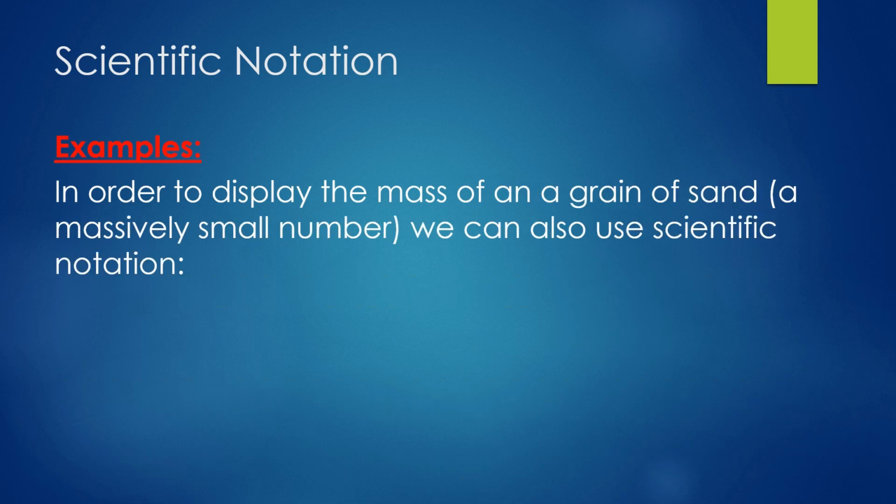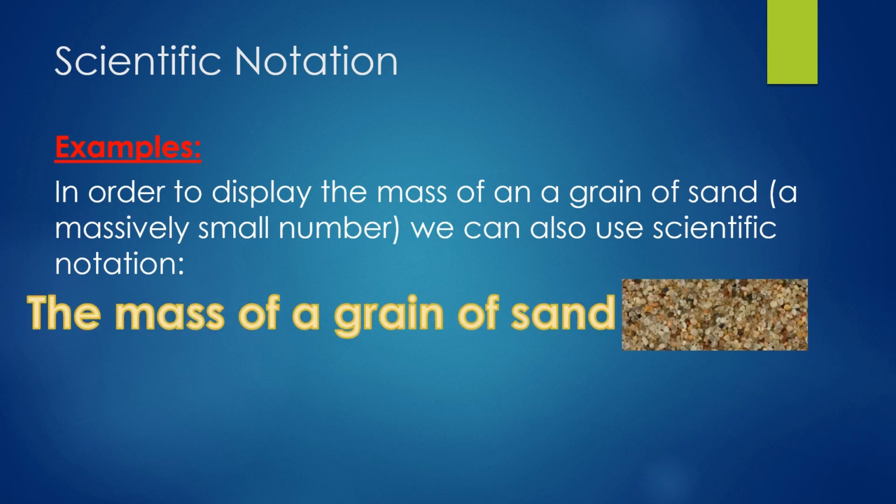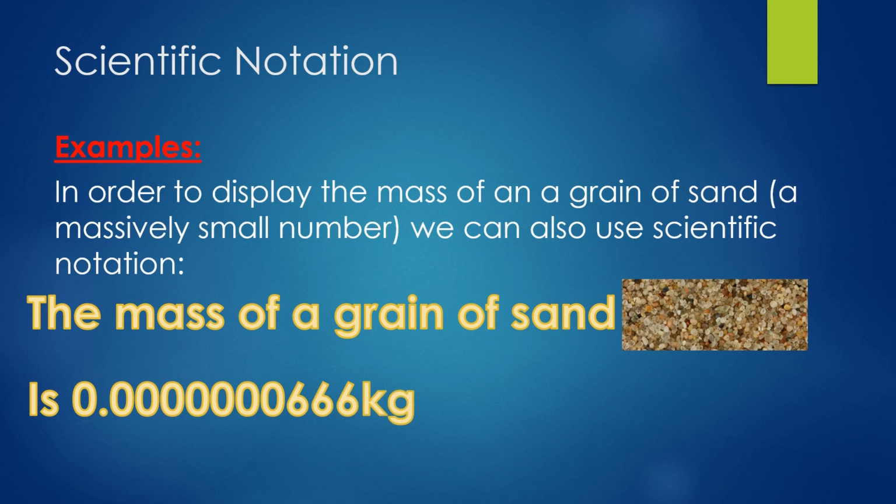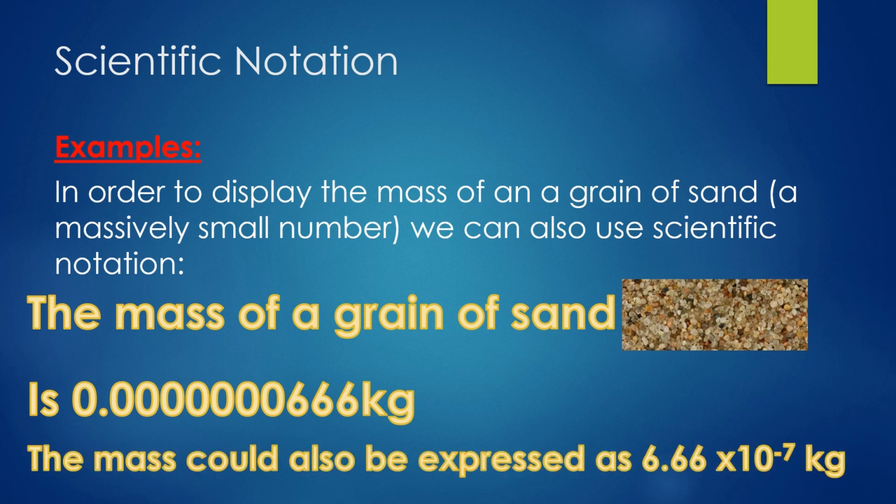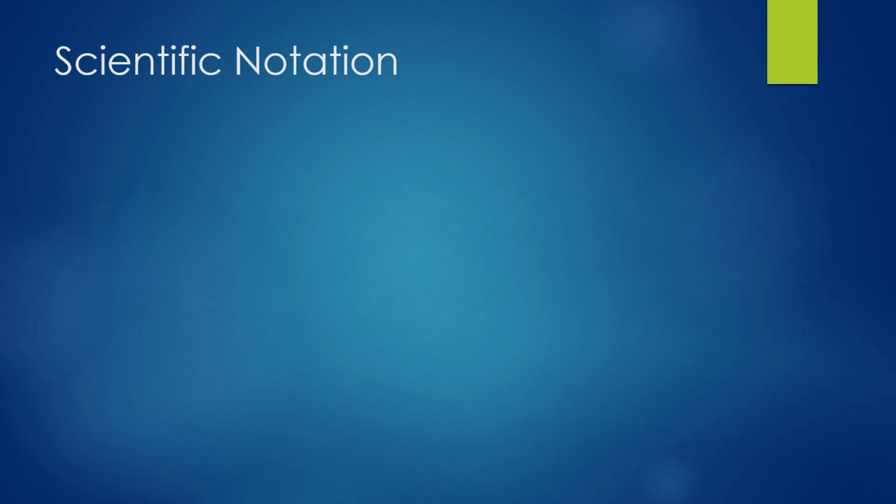Much easier. If we want to display the mass of a grain of sand, a massively small number, we can also use scientific notation because the mass of a grain of sand, which we have a lot of here in Florida, is 0.0000000666 kilograms. So, to erase all those zeros, the mass could also be expressed as 6.66 times 10 to the negative 7 kilograms. Whew.